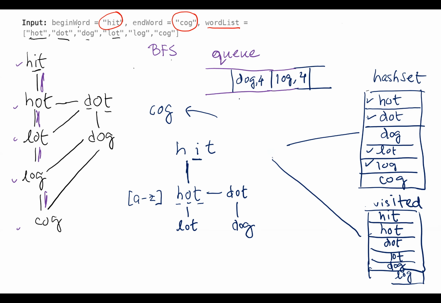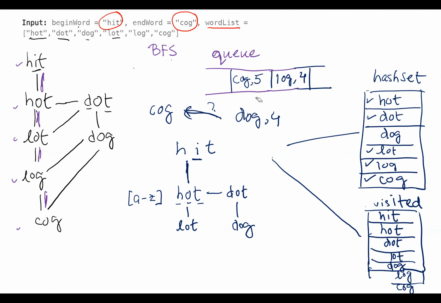So dog, first I take dog out of the queue. I check if it's cog, no. And then from dog, I start making changes. And at one point you can see I can get to cog. Cog is in the hash set, right? And cog is still not visited. So I add cog here. And then I add cog back here with value 5, right?